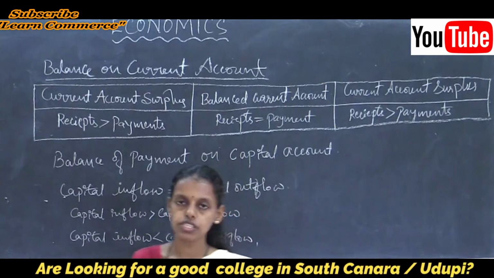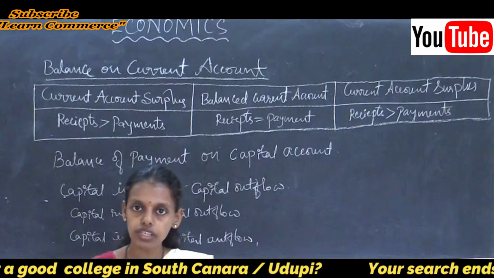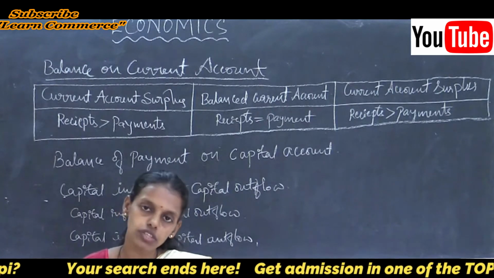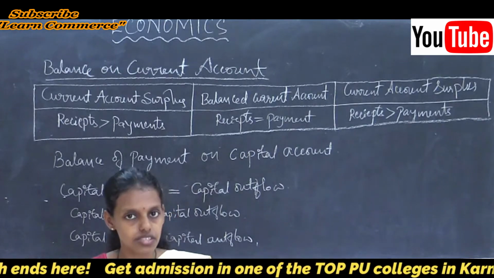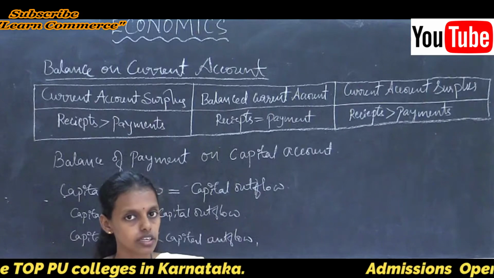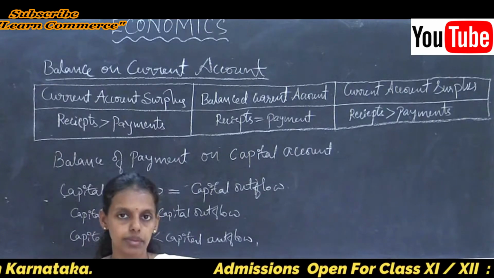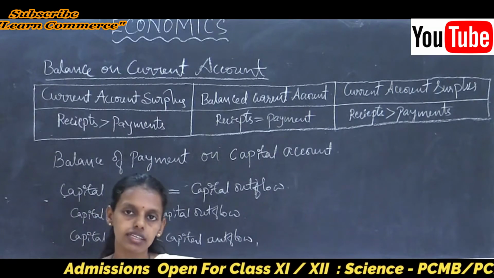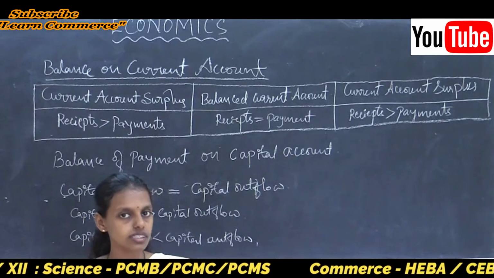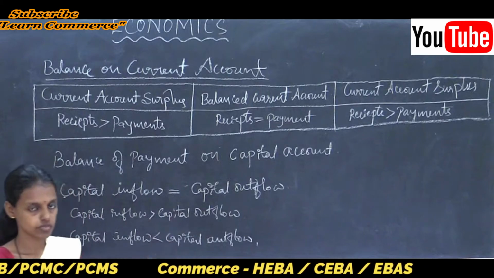So what is the current account? Let me recap: the current account is an annual record of transactions of goods and services. It includes trading goods, trading services, and also transfer payments. For remembering, I gave one formula: GST, trading goods, trading services, trading transfer payments.